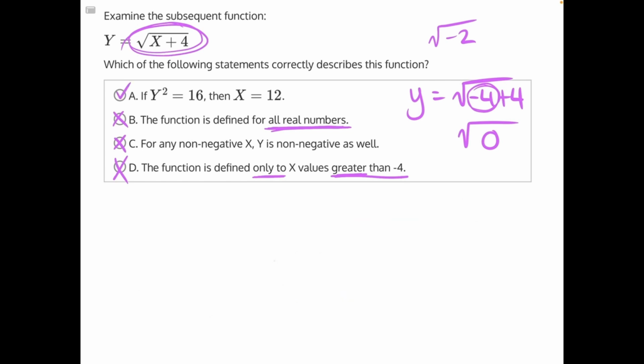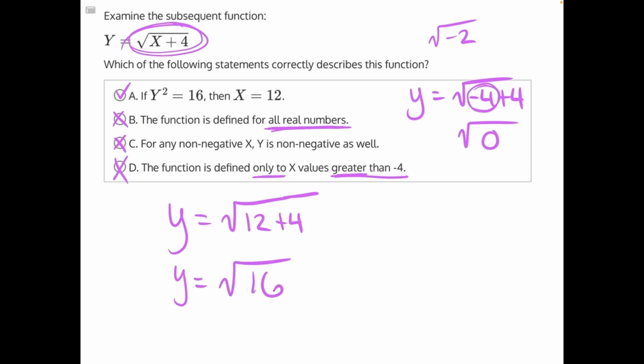Answer choice A says if y squared equals 16, then x must equal 12. So let's plug in 12 for x. We'll have the square root of 12 plus 4. Then when we solve under the radical, we'll have 12 plus 4 is 16. And to get rid of this radical, we need to do the opposite and square both sides of this equation. The radical and the square will cancel on this side, leaving us with y squared equals 16, what was underneath the radical. So it is true that when x equals 12, y squared equals 16, making A our correct answer.